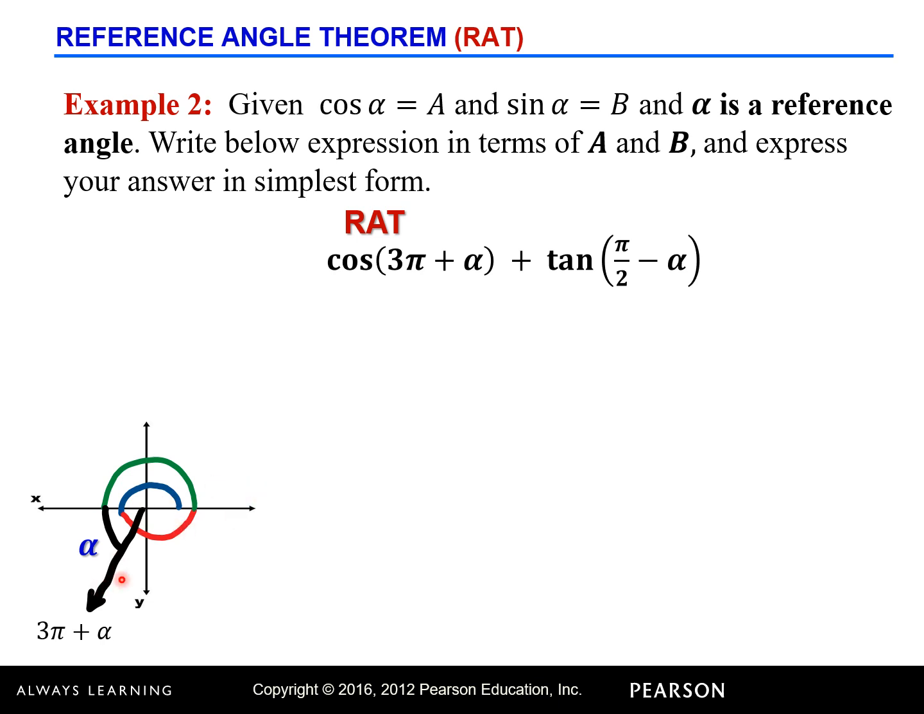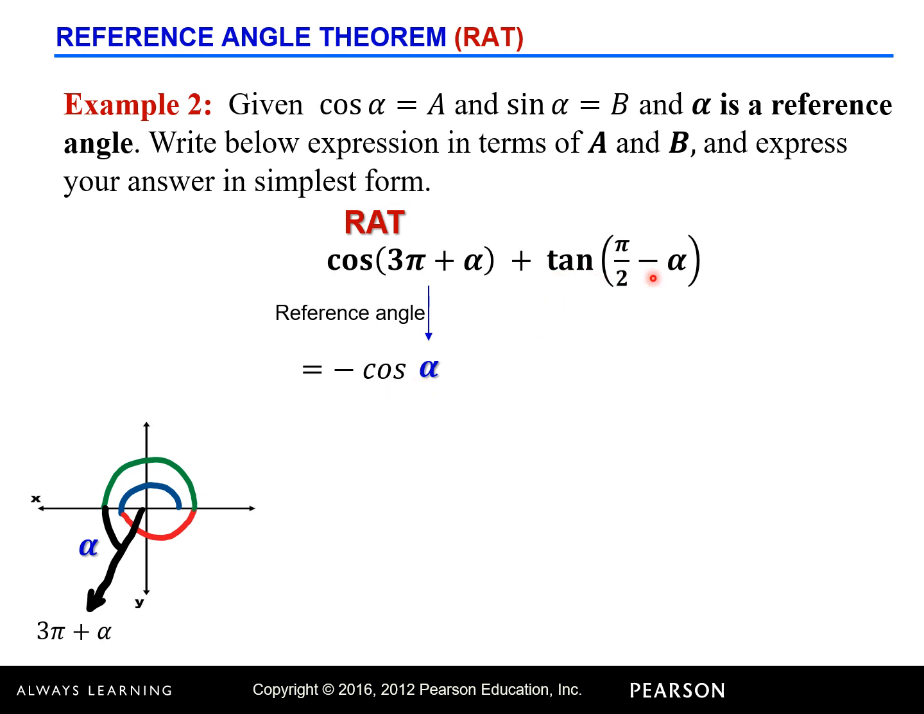So, 3 pi plus alpha is in quadrant 3, and we know that the sign of cosine in quadrant 3 is negative. So, cosine of 3 pi plus alpha is negative cosine of the reference angle. The reference angle of 3 pi plus alpha is alpha based on this figure. And take note, when we're using RAT, we have to use the same function. So this is the first expression.